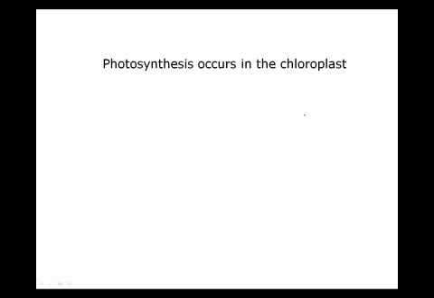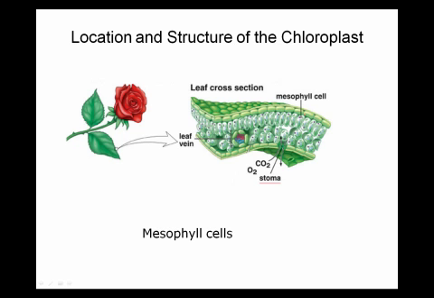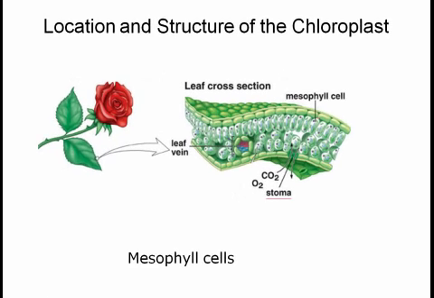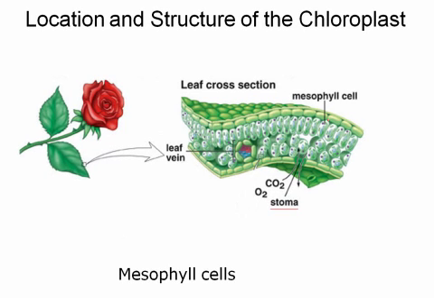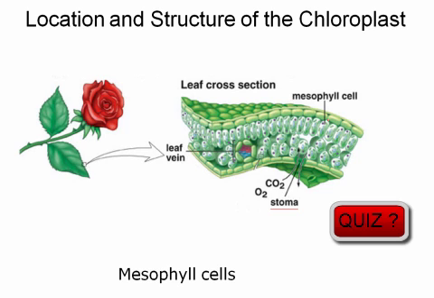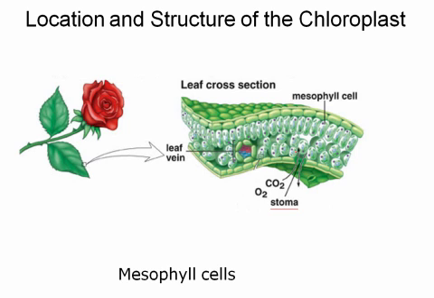Photosynthesis occurs in the chloroplast. The chloroplasts are located in some cells called mesophyll cells. So we're going to look at a little bit more detail of the chloroplast in just a moment. There are also some other structures on the leaf called a stoma, and this is how the gas CO2 can enter into the leaf and diffuse into the chloroplast, and then as oxygen is released as a byproduct, it can also diffuse out of the chloroplast and out of the stoma.